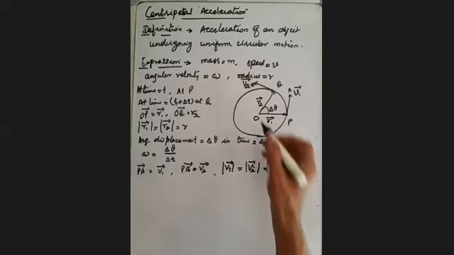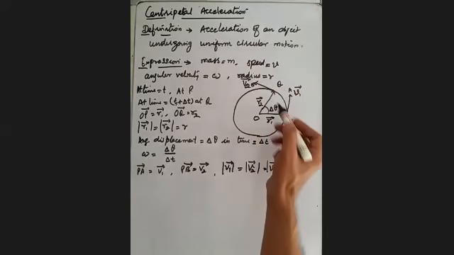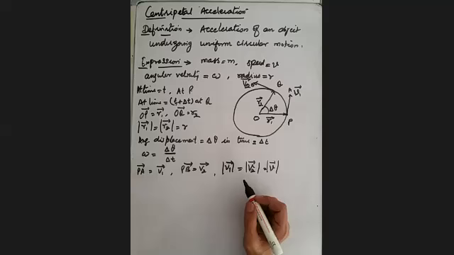Now, because acceleration is what? Rate of change of velocity. So how the velocity is changing? Let us find out the change in velocity, and the time interval is already known, that is delta t. So finding out the change in velocity will give us the acceleration acting on the particle.